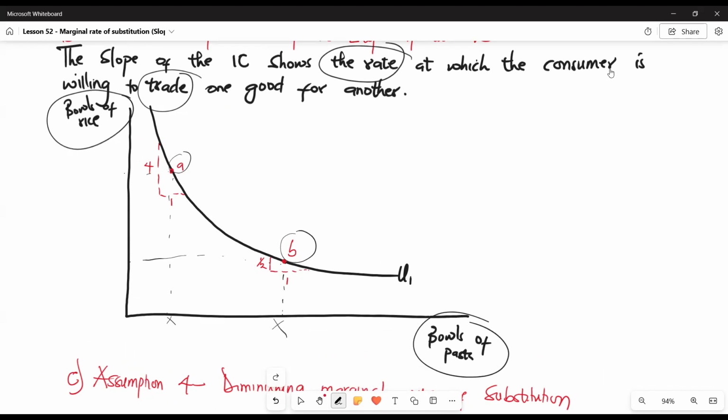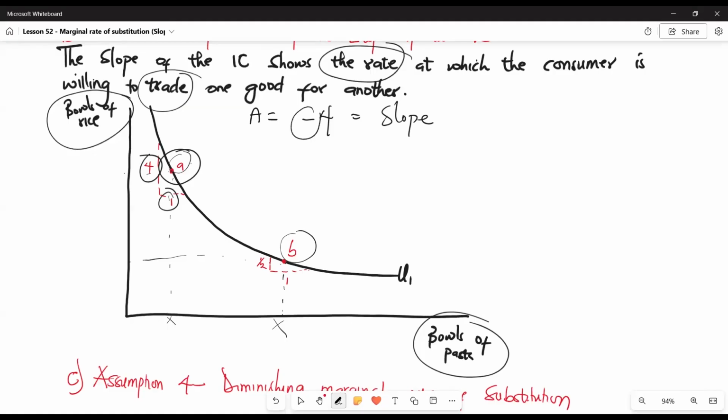So for example, if we look at a consumer named Ella, if Ella is willing to give up 4 bowls of rice for an extra bowl of pasta, then the rate at which she's willing to trade rice for pasta is -4. Now this is shown around bundle A. So in this case, around bundle A, the slope of this curve is -4. This is simply the rate at which Ella is willing to trade bowls of rice for an extra bowl of pasta. 4 is just the number of bowls of rice that Ella is willing to substitute for one extra bowl of pasta.